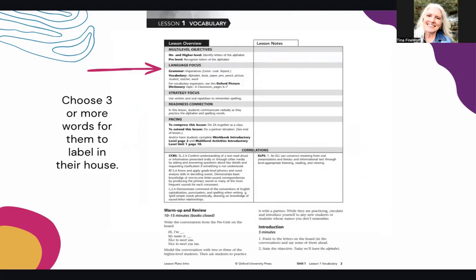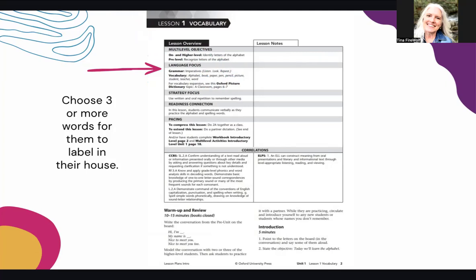And here is what it looks like in the lesson plan book. So if you're in your lesson plan book, here we are in Unit 1, Lesson 1, Vocabulary. Here's that language focus section. You can see very clearly where the vocabulary words came from. It says vocabulary. So for that lesson, here's where you're going to be getting all the vocabulary words for them to label around their house.